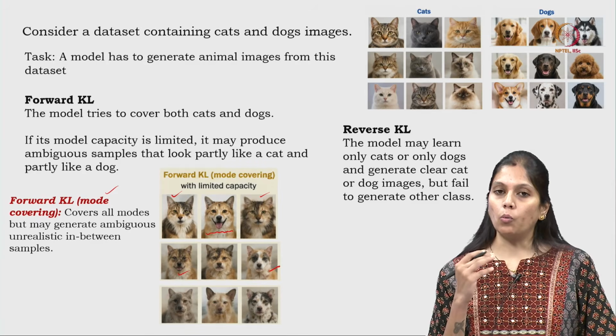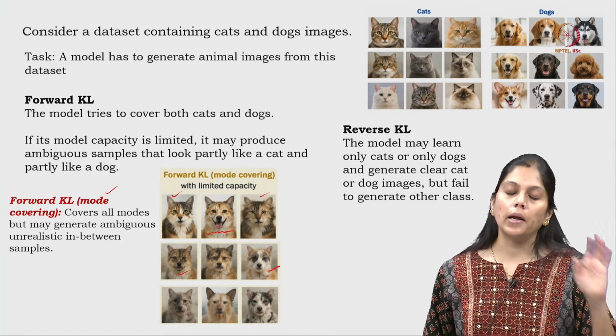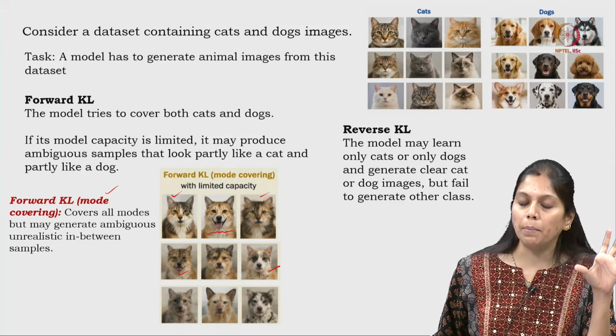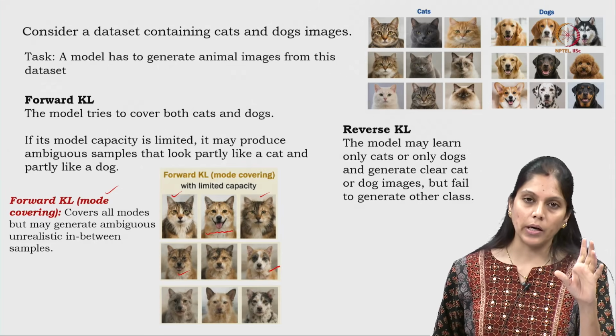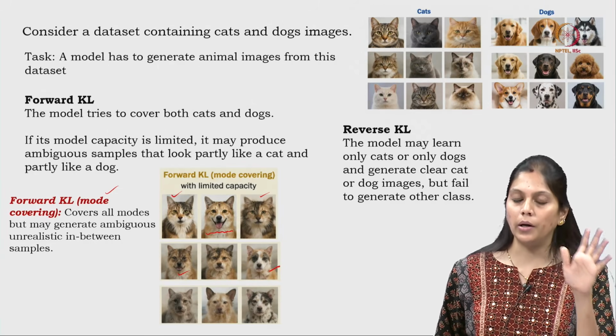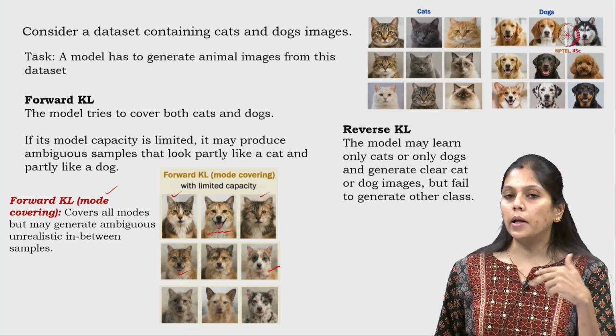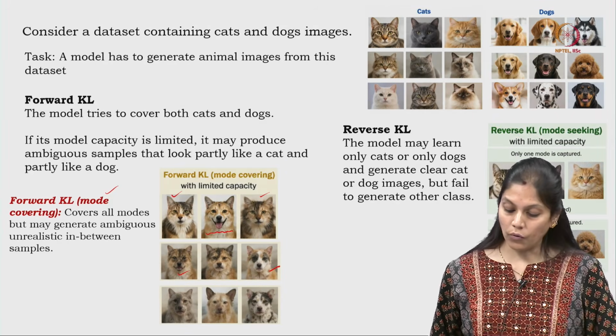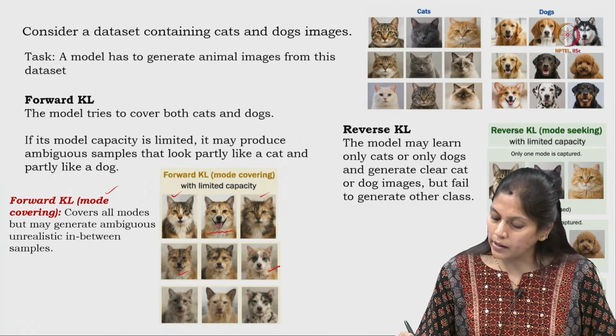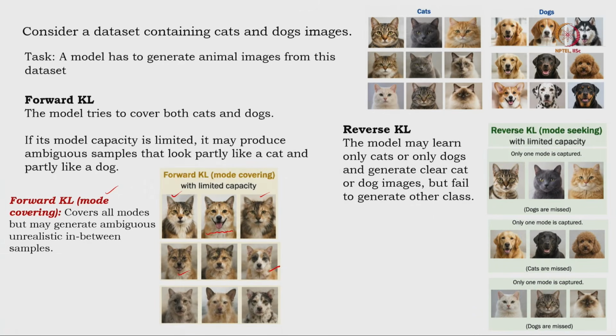Right. Let us look into what reverse KL is. Reverse KL mainly aims that if there are multiple modes, I have to focus on learning one mode properly. So either it will learn cat properly or it will learn dog properly. But when it generates an image, it will generate only what it has chosen. Here it will capture only one mode. It has generated the cat images, but dog images are missing. Here it has generated a dog, but cat images are missing.